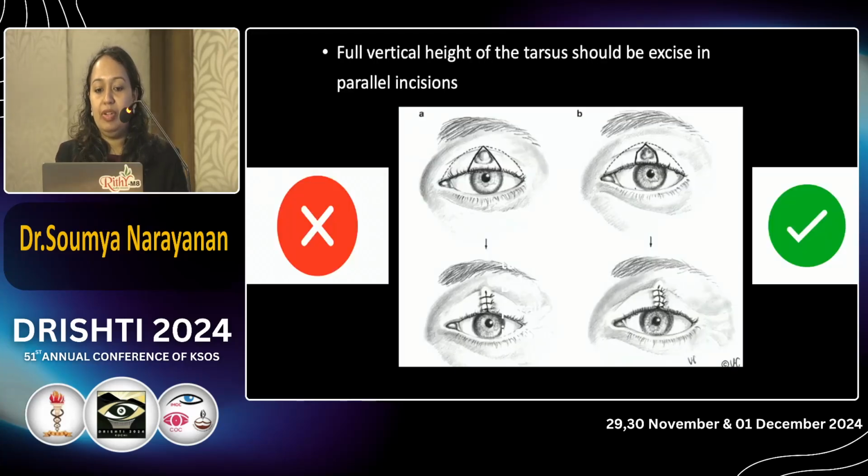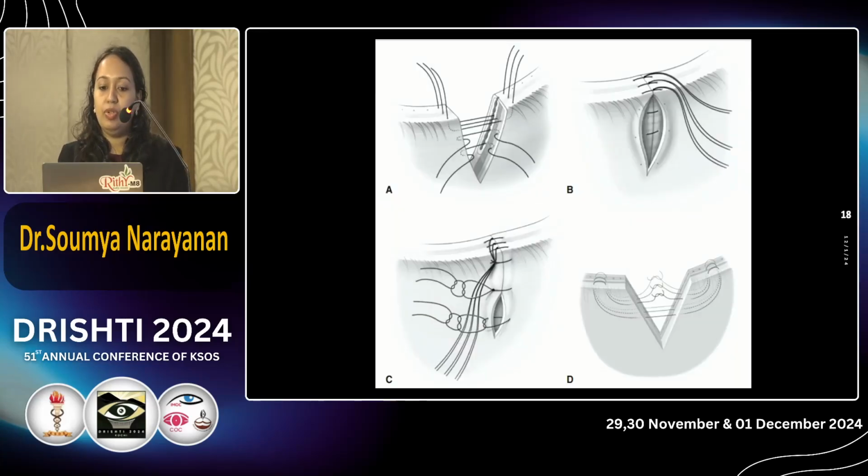When we have a defect, the full vertical height of the tarsus should be excised in a parallel incision and sutured. For lid margin suturing, we can use three sutures, one through the meibomian gland, second through the gray line and third through the lash line, either simple sutures or vertical mattress sutures, and the knot should be kept long and incorporated into the skin sutures.